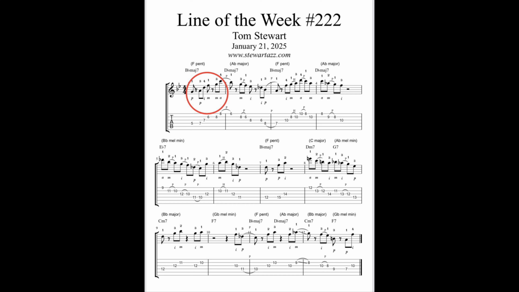Let's look specifically at the line of the week. In measure 1, there's the original motif, meaning the melodic rhythm with notes that fit the harmony. In measure 2, there's a melodic variation of the original motif. In measure 3, there's another melodic variation of the original motif, followed by an extension in measure 4.